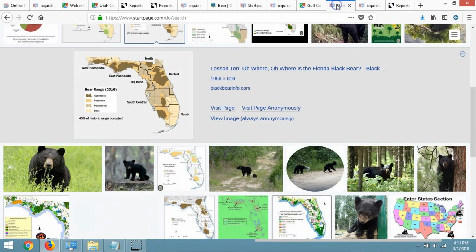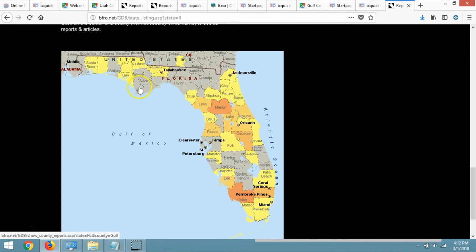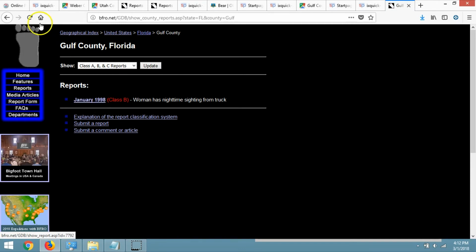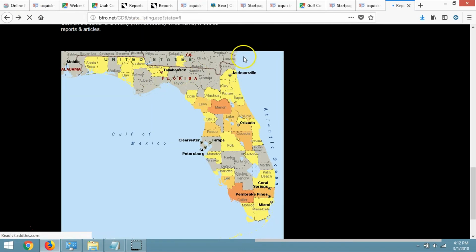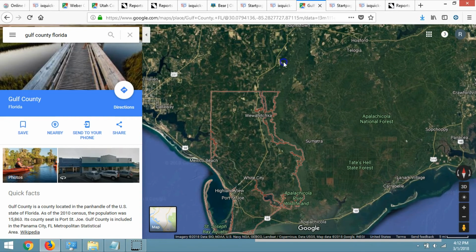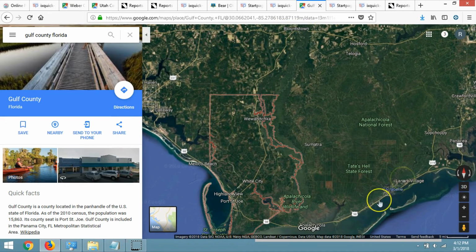And if we look on BFRO, actually they have no sightings listed here, or very few. Let me click on the actual county and see. Oh, there is one right here, nighttime sighting from a truck. My feelings on this particular place is that it's not that there aren't Bigfoot there, because we have the Apalachicola National Forest. I have a hard time believing there are no Sasquatch in the area. The problem is there are no people to see Bigfoot. If you're traveling through the area, you're probably just going along this highway here or this highway here, heading on through to somewhere else, or you're not looking for Sasquatch or what have you.